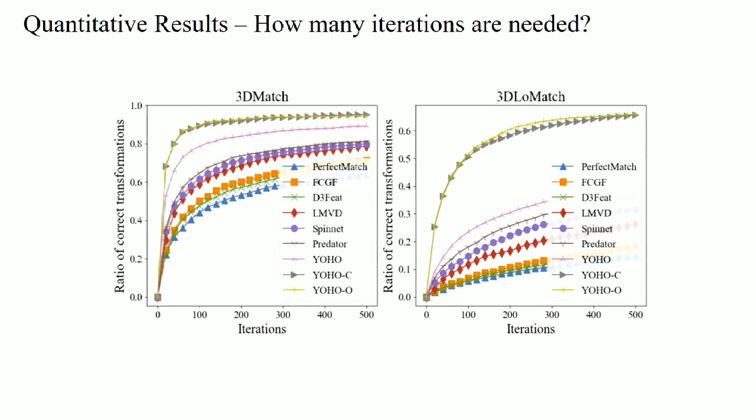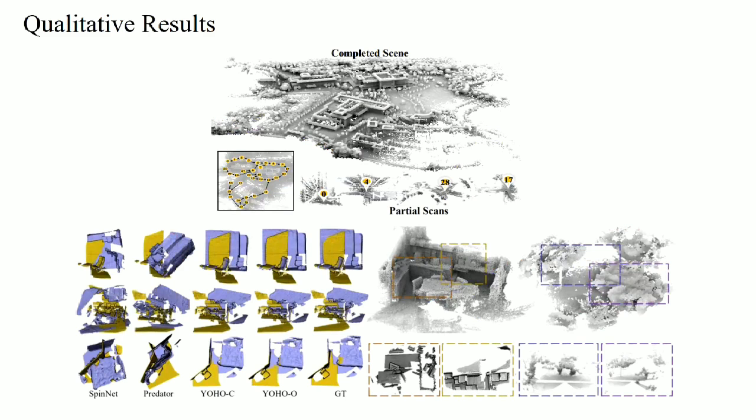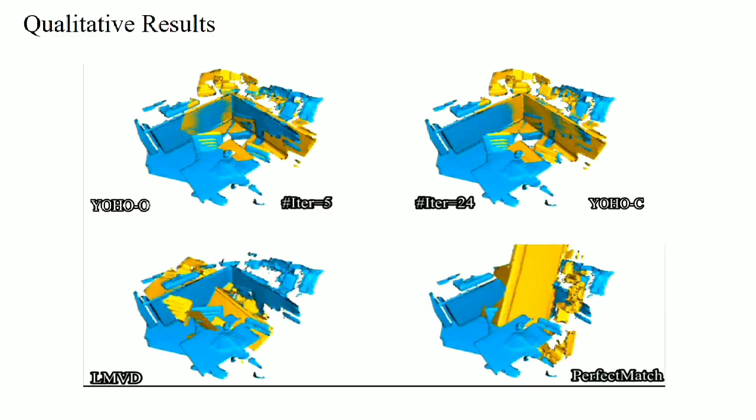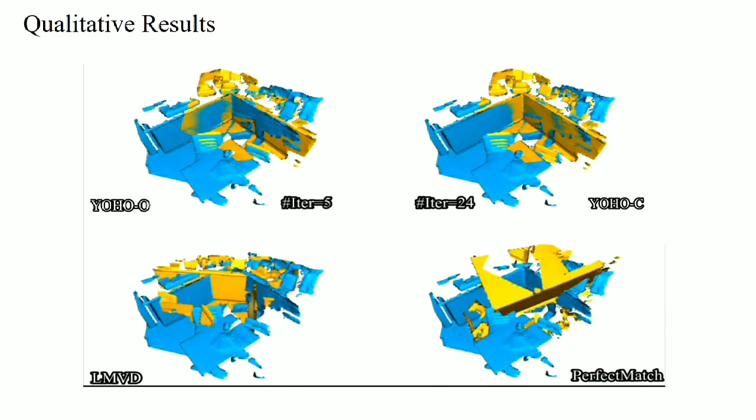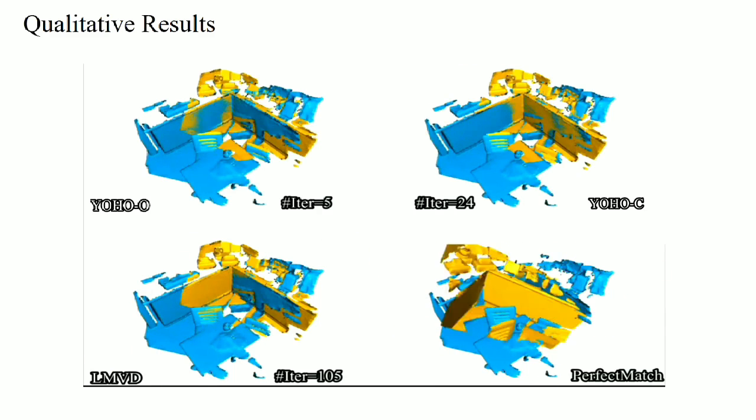We also show that by reducing the transformation searching space, we can find at least one correct transformation using up to 500 RANSAC iterations only, while the existing methods typically need much more iterations. Here are some qualitative results of Yoho on the 4 datasets, and a video of RANSAC transformation searching. Yoho can find a correct transformation much faster.